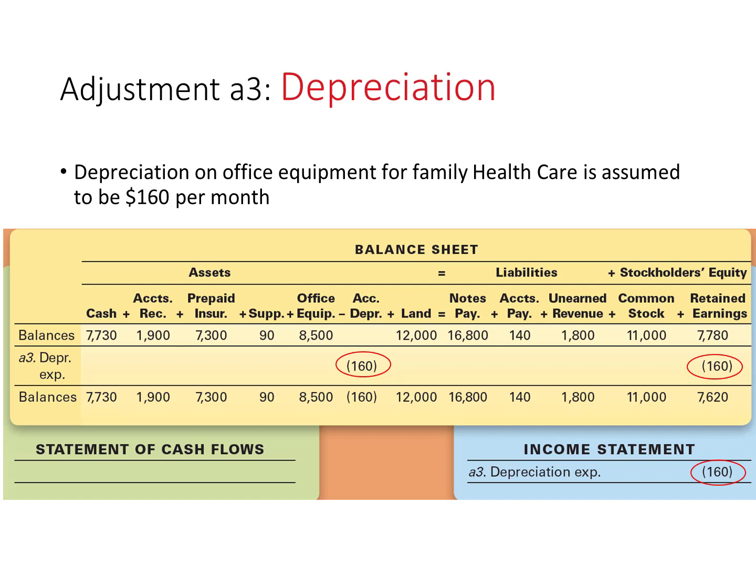So now let's look at a depreciation transaction. In this case, the depreciation on the office equipment for family health care is assumed to be $160 per month. We create a negative contra account, which is accumulated depreciation. This is $160 and negative $160. This is then reported as an expense of depreciation expense. And again, given the fact that this is an expense, the item is reported as a reduction in retained earnings.